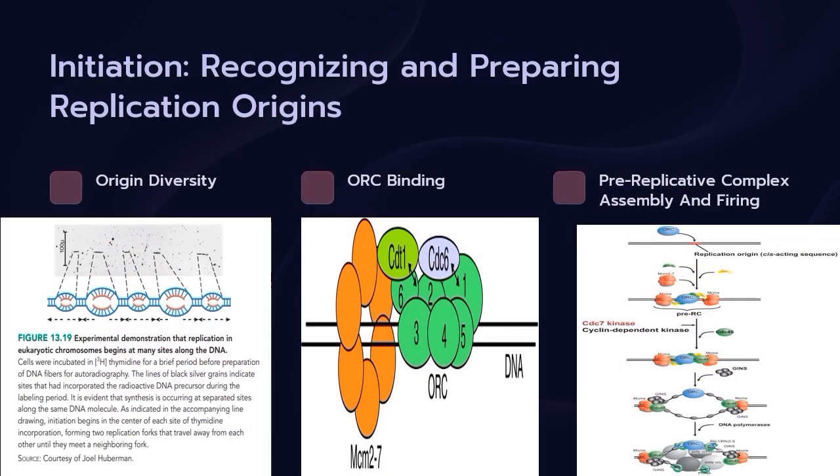So the entire initiation phase of the eukaryotic DNA replication process can be divided into these three major topics. First one is origin diversity, second one is ORC binding or origin recognition complex binding, and third one is pre-replicative complex assembly and firing.